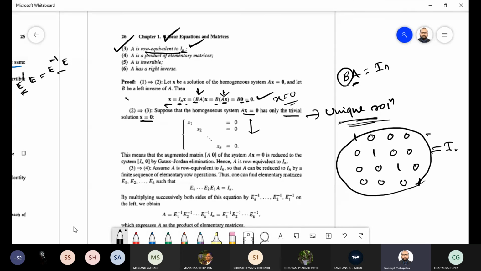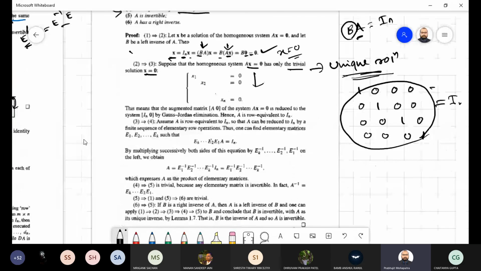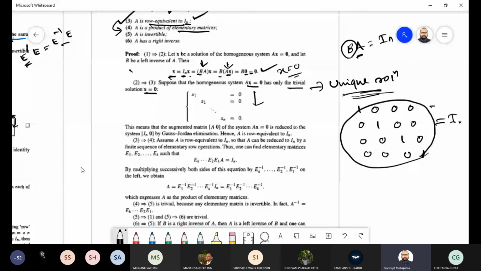Yes, that is true. Then the fourth one: A is a product of elementary matrices. So from 3 we have to come to 4. It was given that by doing row operations we reduce A to the identity matrix. Yes, that is possible, because it is given as the unique solution, and unique solution means we get the identity matrix. Now it is saying a product of elementary matrices. Yes, obviously, because whatever row operations you are doing, the same operations you can write as E1, E2, E3.